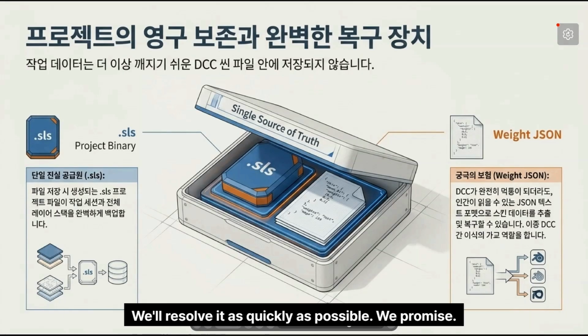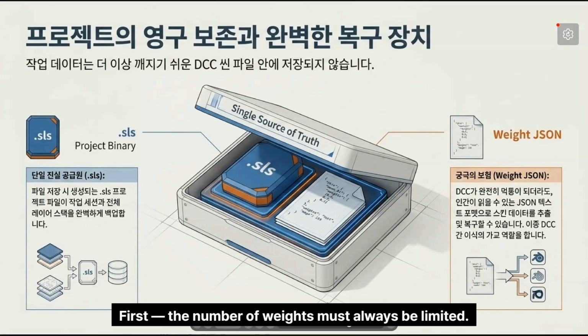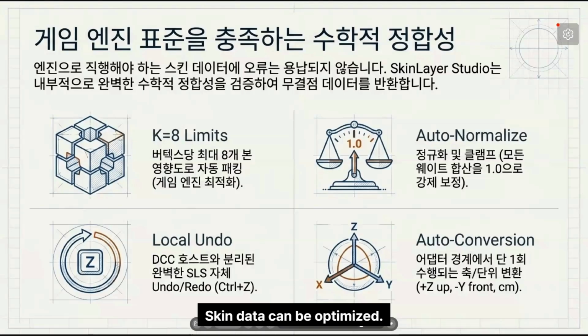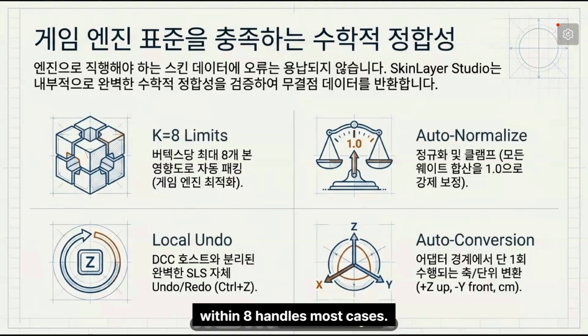We promise. Also, when we create skin data, we have our own proprietary algorithms. Most game engines have rules for export. First, the number of weights must always be limited. One reason modern console games feel heavy is actually poor optimization. Skin data can be optimized. In most cases, a skin weight limit within 8 is sufficient even for high-quality facial work. Within 8 handles most cases.